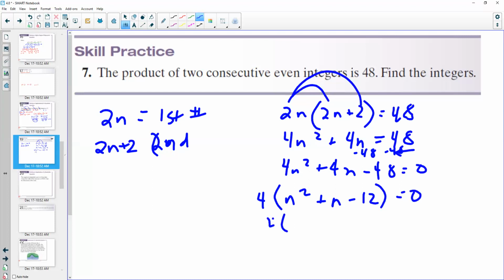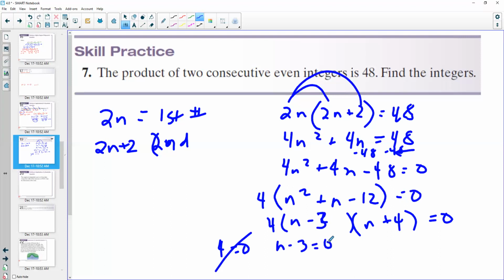Let's factor what's inside. So I need it to multiply to negative 12 and add to 1. So that gets me, let's see, different signs, right? So it's going to be n plus 4 and n minus 3. All right, well, now let's use the zero product rule. 4 can't be 0. I get to ignore that. N minus 3 equals 0. N plus 4 equals 0. This is going to be n equals 3. This is going to be n equals negative 4.